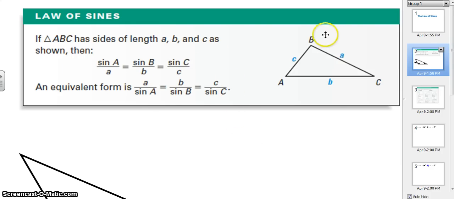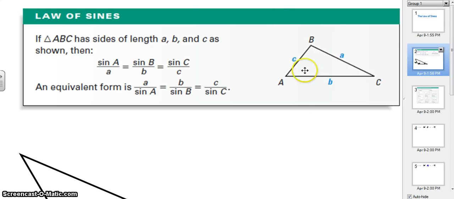I do want you to notice that the triangle is not a right triangle. If we had a right triangle, we wouldn't use the law of sines. We would just use the ratios, that sine is opposite over hypotenuse, cosine is adjacent over hypotenuse, and tangent is opposite over adjacent. But if you don't have a right triangle, then possibly we can use the law of sines.